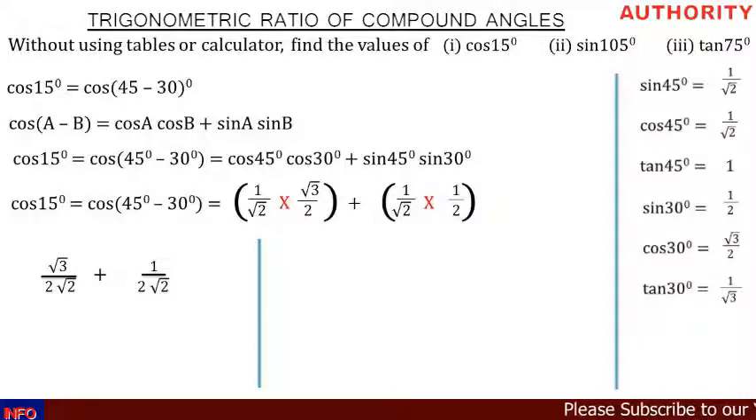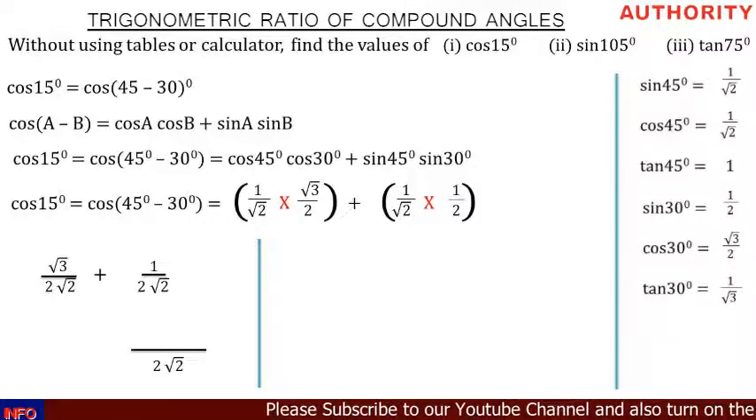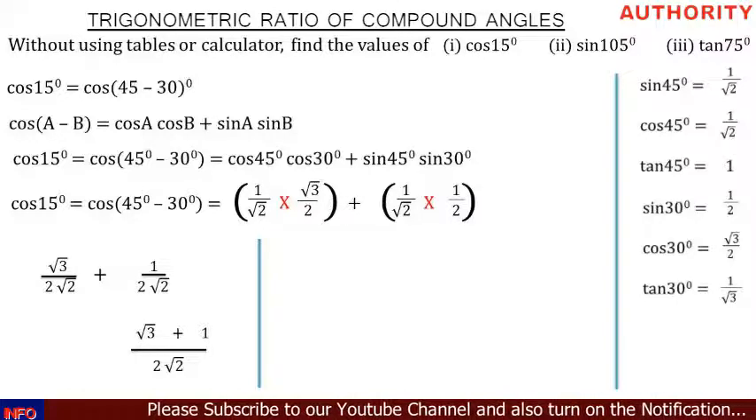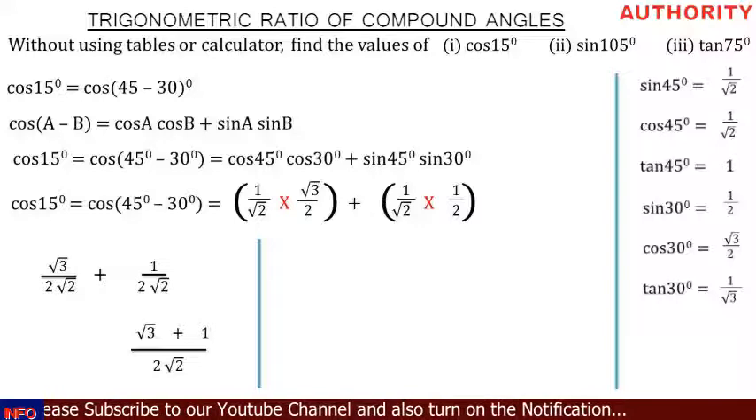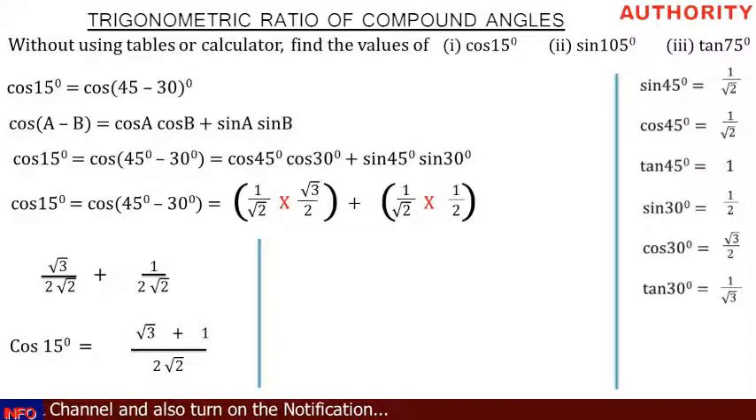When you add them together, we're going to look for the LCM. LCM is simply 2 root 2. So 2 root 2 divided by 2 root 2 is going to give you 1. 1 times root 3 is equal to root 3. Then plus 2 root 2 divided by 2 root 2 is equal to 1. 1 times 1 is 1. So therefore, we're going to have root 3 plus 1 over 2 root 2. So we have cos 15 degrees to be root 3 plus 1 over 2 root 2.